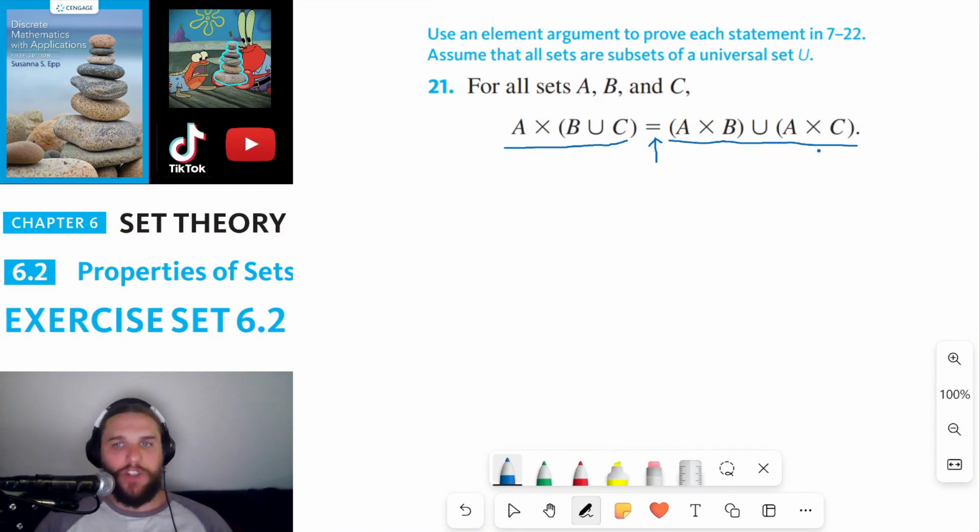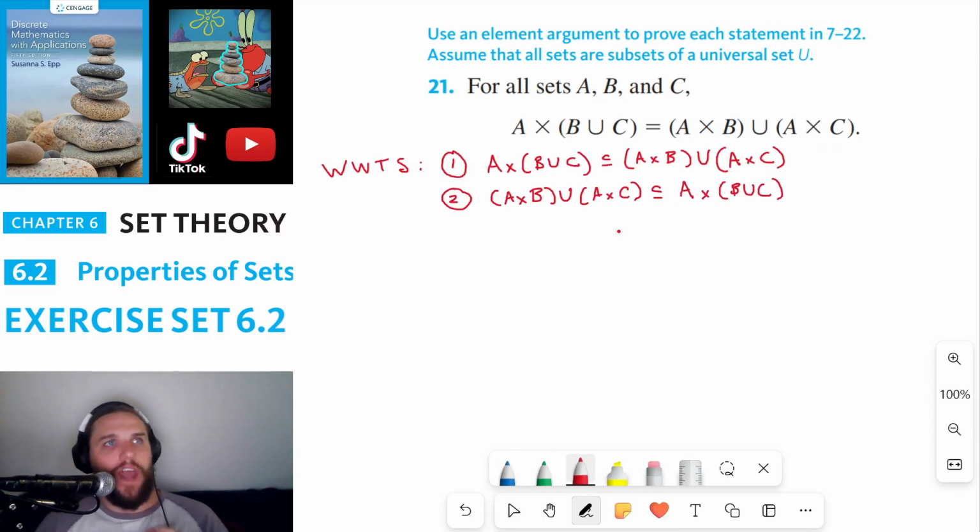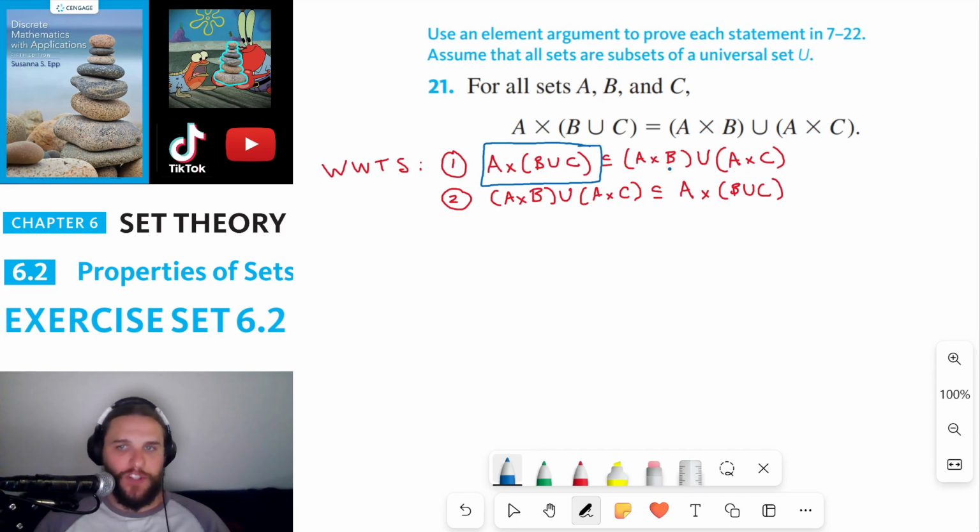In order to prove that two sets are equal to each other, we need to show two things. We want to show that A cross (B union C) is a subset of (A cross B) union (A cross C). And separately, we need to show that (A cross B) union (A cross C) is a subset of A cross (B union C). Now, to do this, we're going to start with an arbitrary element from the first set. And we're going to show that regardless of the fact that the element is arbitrary, that element must therefore also be an element of the other set. And the same thing for number 2.